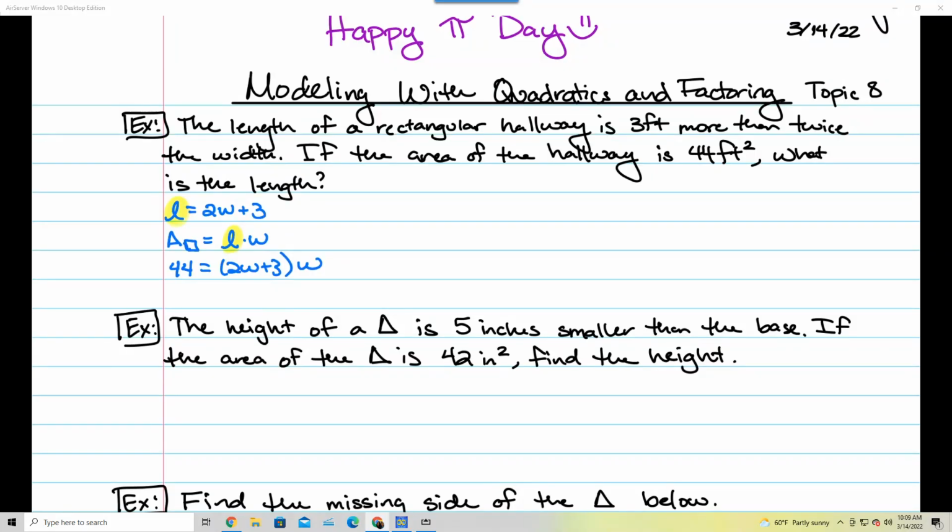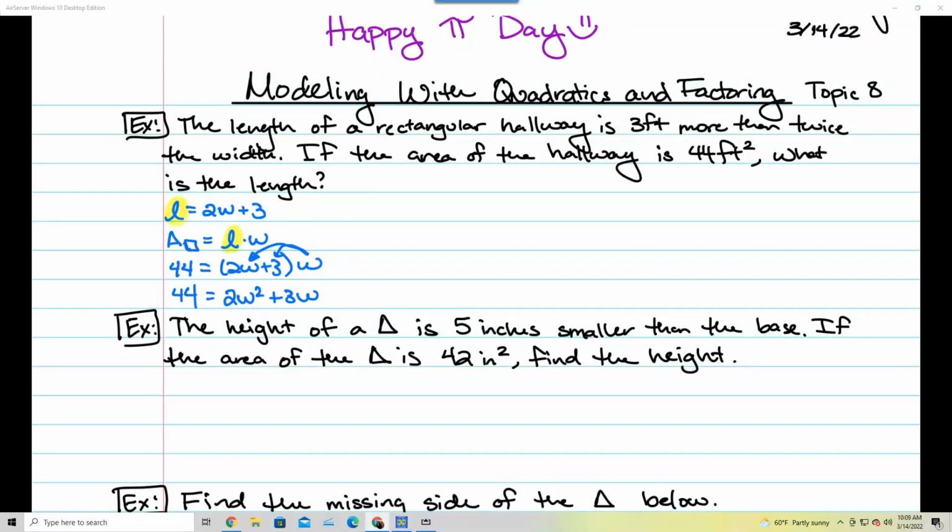Now, this part is super duper important. When you have this, we're going to go ahead and distribute that W. So I'm going to write these little arrows in here. I'm going to multiply the W times the 2W, which gives me 2W squared. And I'm going to multiply the W times the 3, and that gives me a 3W. And I'm going to go ahead and bring down the 44.